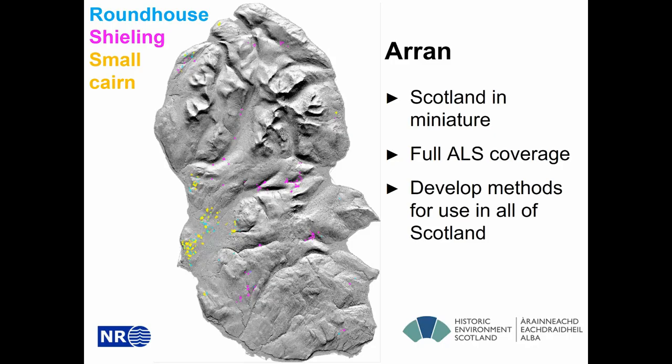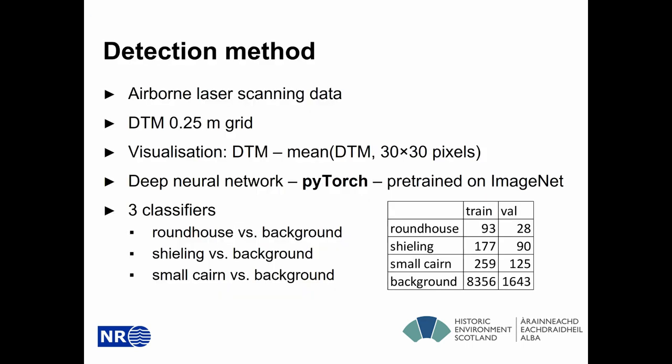This is the data that we have, LiDAR data of this island, Arran, in Scotland. I think the dimensions are like 30 kilometers by 15, something like that. And these colored dots are the known sites of three different types of archaeology: roundhouses, shealings, and small cairns. So this is what we try to detect. These are the numbers for the training data and the validation when we are doing the neural network classification.